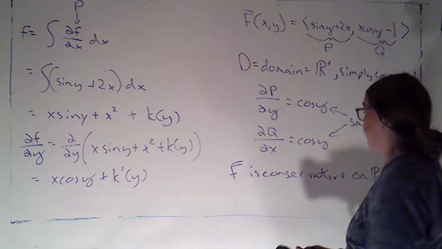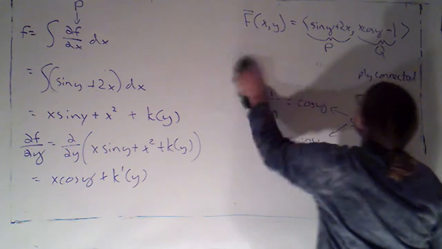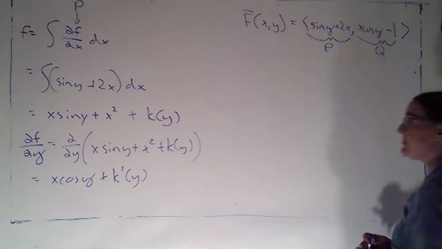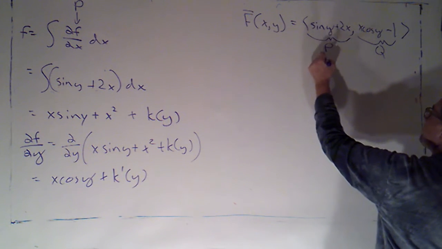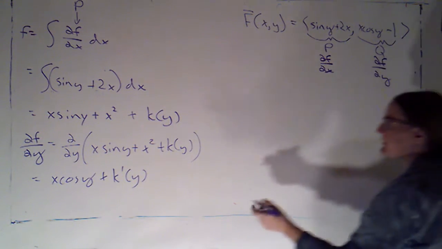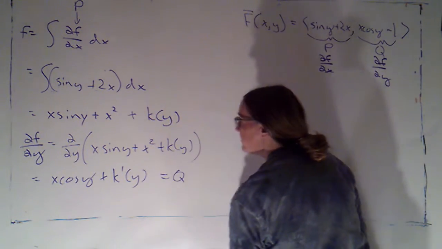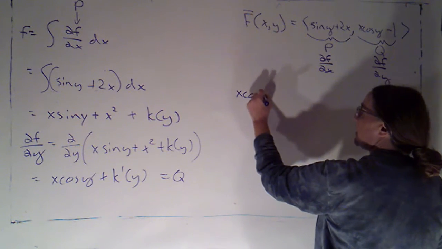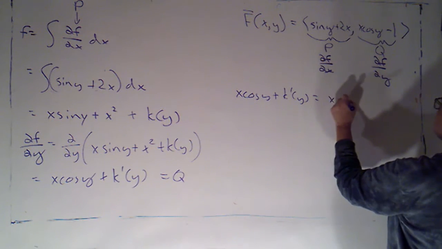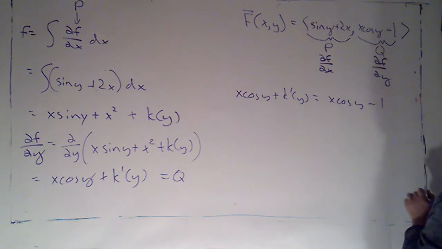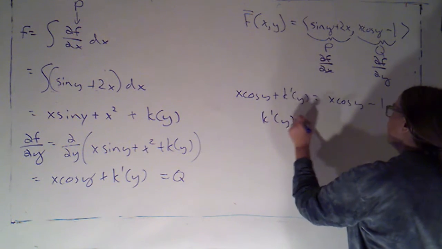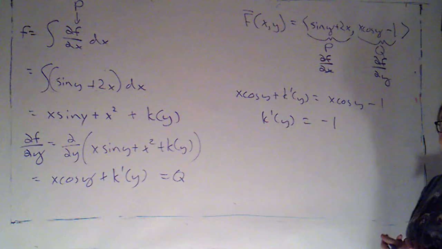But now I can use the fact that I know that q is the partial of f with respect to y. In fact, I can label these if I want to. So that's got to equal q. So I know that x cosine y plus k prime of y is equal to x cosine y minus 1. Subtract x cosine y from both sides, and k prime of y is equal to negative 1.